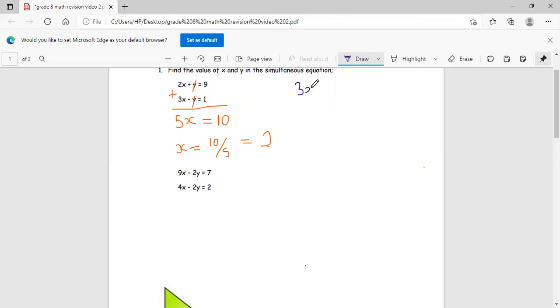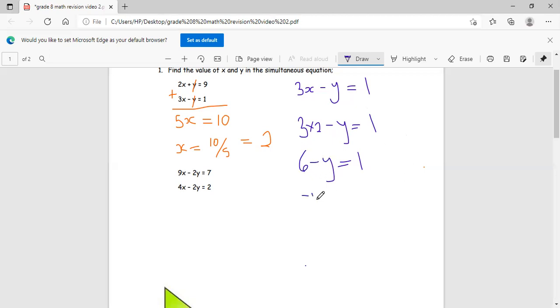3x minus y is equal to 1. My x is 2, so 3 multiplied by 2 minus y is the same thing as 1. I hope you can see how I'm solving it step by step. Now, 3 multiplied by 2 is 6, so 6 minus y is equal to 1. Now, I can take 6 to the other side because I'm looking for y. So I want to keep y on the left-hand side, this place. So I'll take this to the other side.